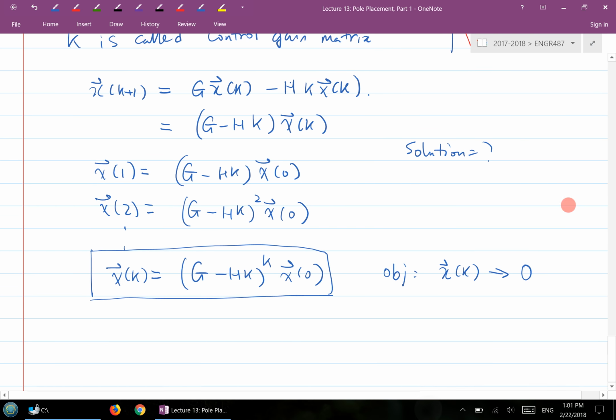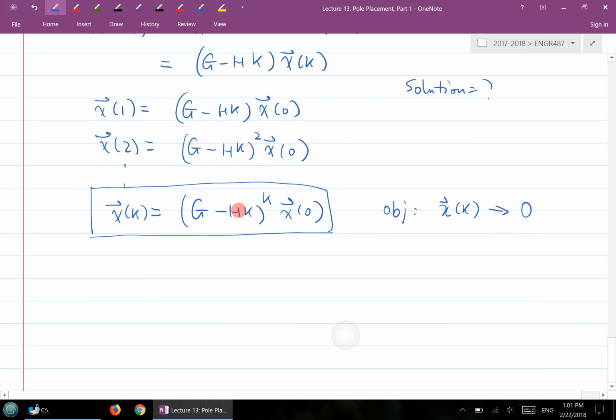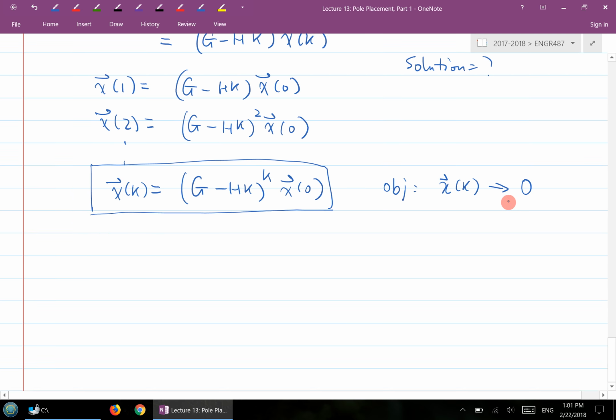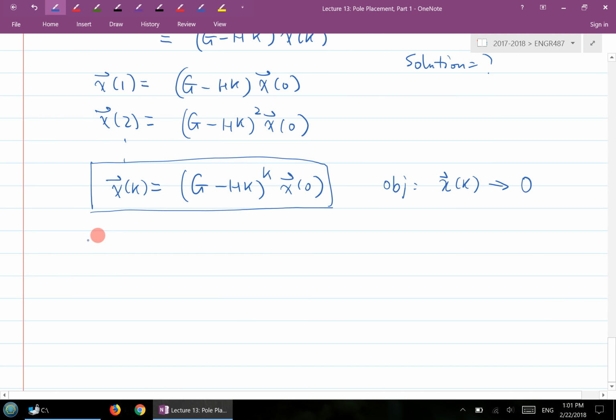So if you look at this here, if I want this to go back to 0, then what will be the condition that this whole thing, x of k, will go back to 0? If you look at this thing here, let me give you a simple example right here. Let me give you a simple example.